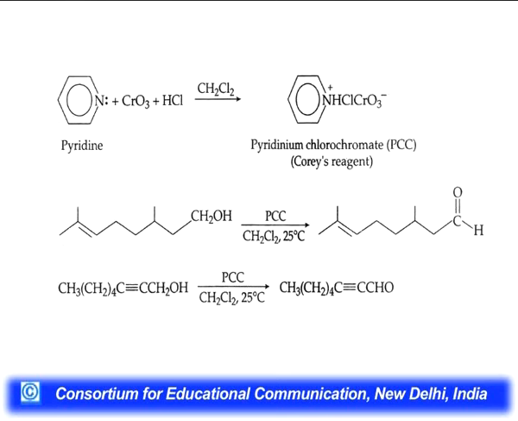First of all, there is a preparation of PCC, how we can prepare PCC, that is Corey's reagent. Then there are two examples in which PCC is used along with methylene chloride at 25 degrees Celsius to convert the alcohol to the aldehyde group.